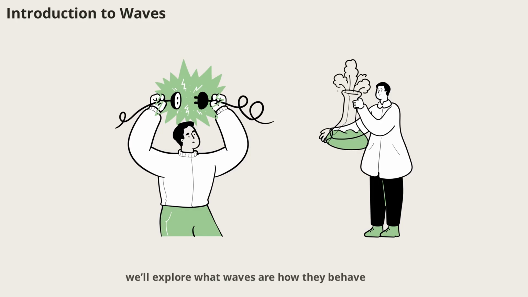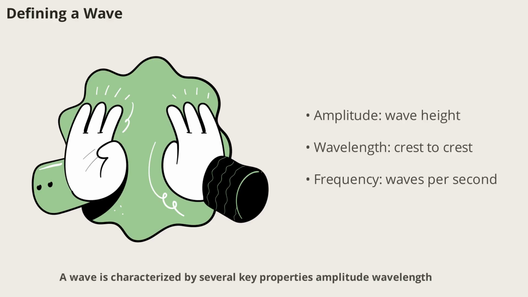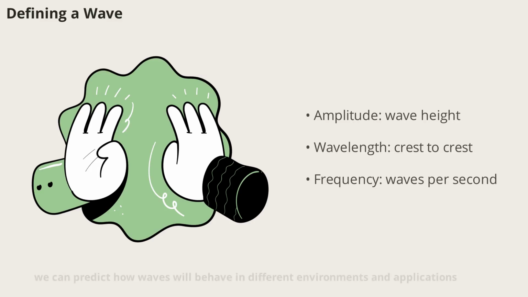In this chapter, we'll explore what waves are, how they behave, and why they are so important in both nature and technology. A wave is characterized by several key properties: amplitude, wavelength, frequency, and speed. Amplitude refers to the height of the wave. Wavelength is the distance between two consecutive crests or troughs. Frequency is how many waves pass a point per second, and speed is how fast the wave travels. These properties help us describe and measure waves in various contexts, from ocean waves to light waves. By understanding these characteristics, we can predict how waves will behave in different environments and applications.